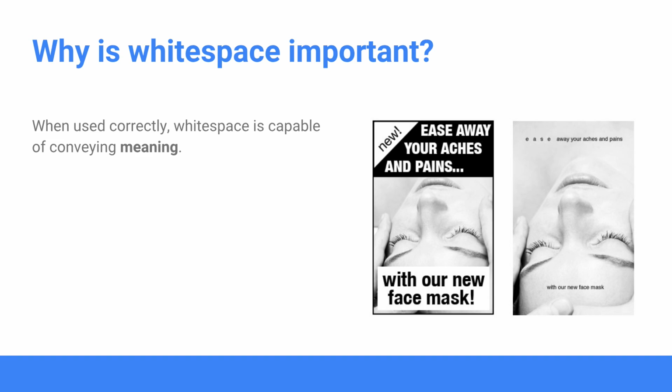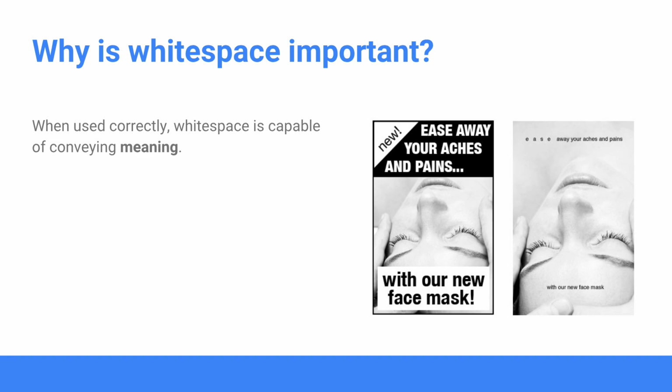So here's a great example. Notice how this is the same image and same text, but the amount of white space basically changes the meaning entirely. The one on the left sounds very much like, hey, ease away your aches and pains with our new mask. So it's very in your face, like, hey, pay attention to me. While the one on the right is a lot more, how can I put it, it just gives you a much more tranquil, soothing feeling, like, oh yeah, ease away your aches and pains with our new face mask. So notice how the entire meaning changes just with different white space amounts.